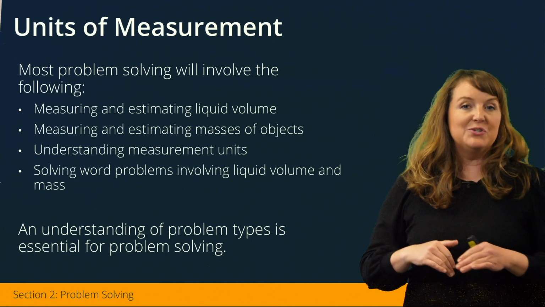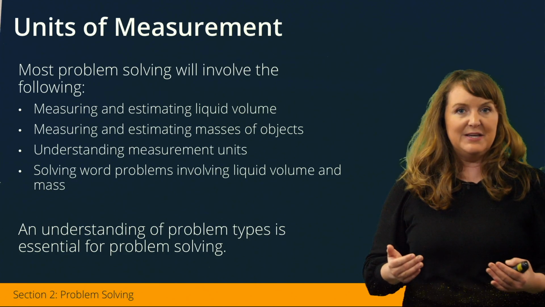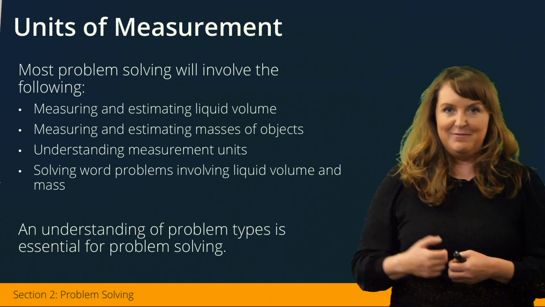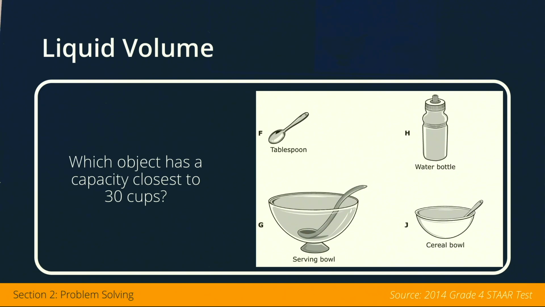I'm going to scoot out of the way so we can look at a few different word problem examples that would be important for students to set up and solve in grades 3, 4, and 5. Here we go. So here is a question where students are asked about liquid volume. The question is, which object has a capacity close to 30 cups? And the answer choices are tablespoon, water bottle, serving bowl, and cereal bowl. So here, students should have some practice with understanding what a cup is and what is the volume of a cup to be able to answer this question.